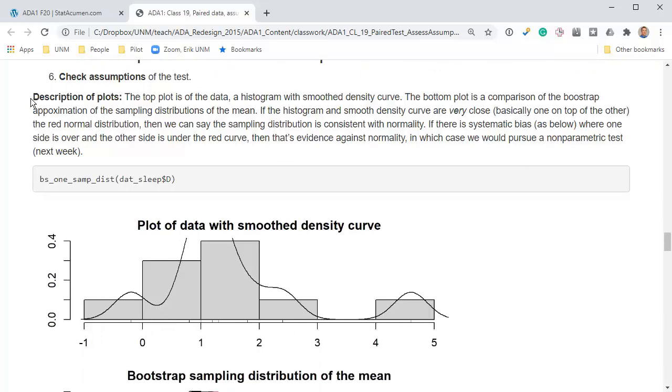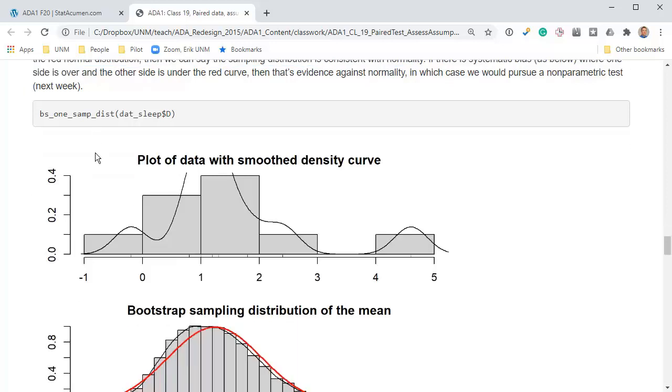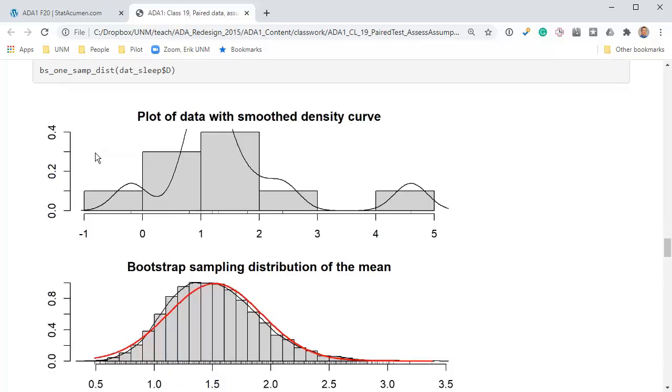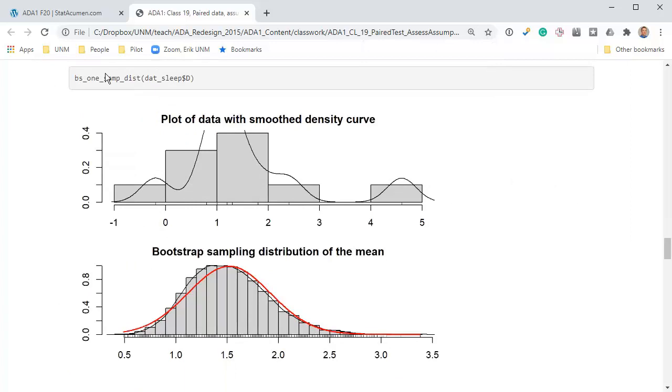I do want you to read this description, but here is our one sample result. This code, BS, stands for bootstrap one sample distribution, and we put in the data set that we care about. The data we care about here are the differences. The top plot is a histogram of the differences, centered at about 1.5. It has that one outlier out here. And on the bottom, it has a bootstrap sampling distribution of the mean.